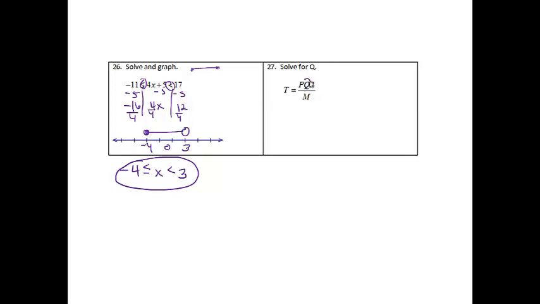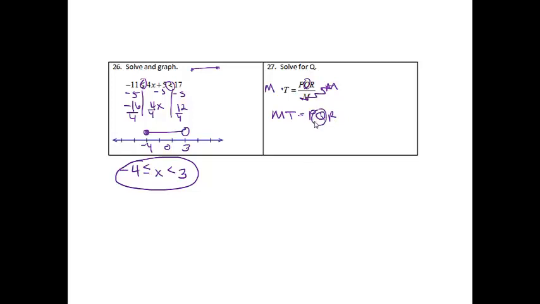All right, everyone's favorite problem, number 27, solve for q. So I'm going to circle the q, which means I need to get rid of the p and the r and the m. And I'm going to get rid of the m first. To get rid of divided by m, we will multiply by m. So I'm going to get mt equals, the m's are gone now. I'll get p, q, r, and I'll circle the r again.